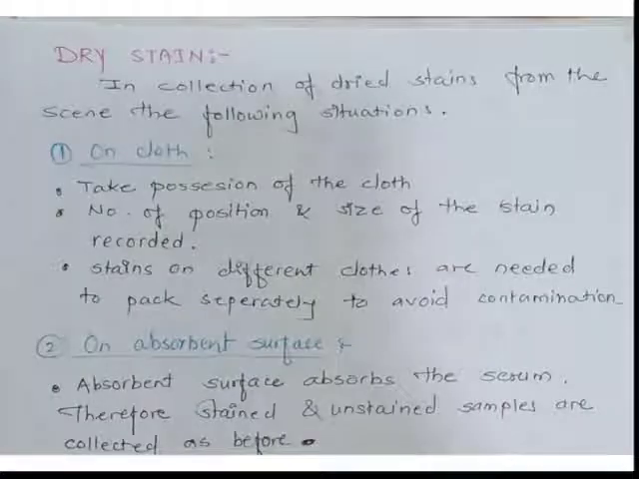So dry stain means obviously blood will get dried and we have to collect this sample from the place of the scene. So first point is cloth. Take a piece of the cloth, then on this cloth the number of positions and the size of the stains can be recorded. Means suppose on the scene we get a shirt. On the shirt the number of stains were there, so just find out the number of positions of the stains, then the size of the stains, and record that.